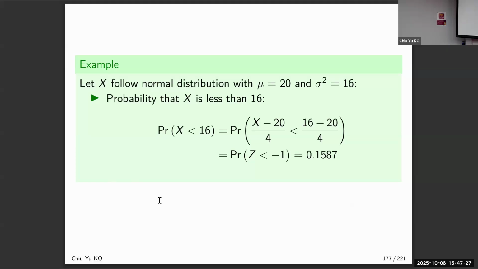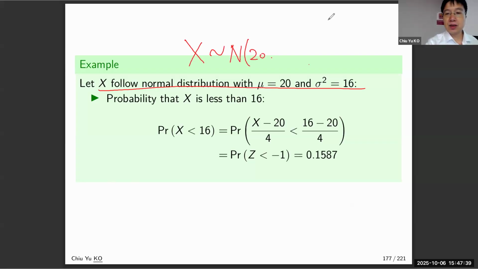But in this calculation, I know the normal. If you still remember, we can write X follows a normal distribution with mean 20 and variance 16. That's what you do if you really want to write the notation. How can we do that? This is the way usually done in the statistics textbook. And if variance is 16, standard deviation is 4.